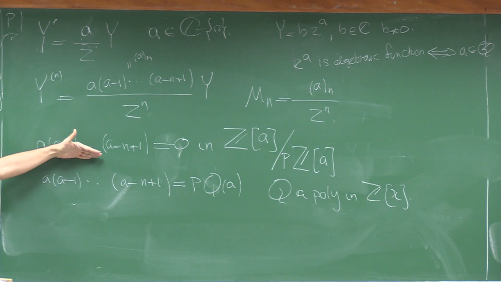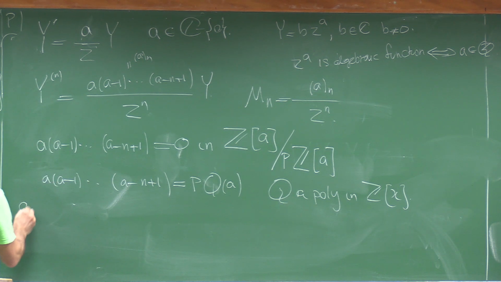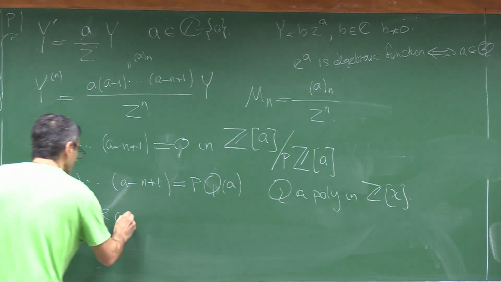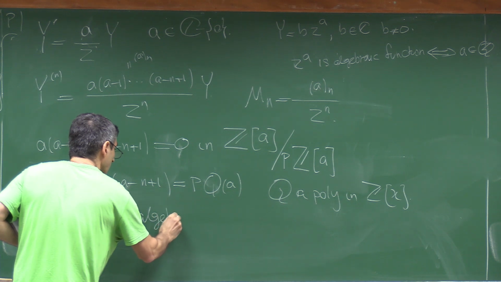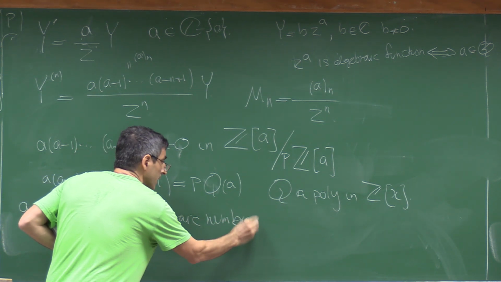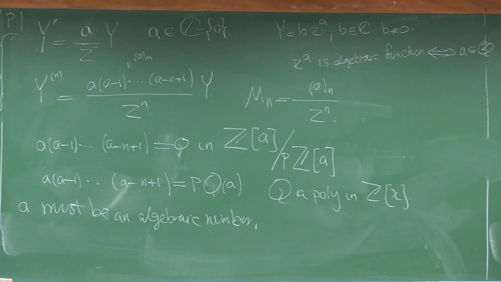The p-curvature is 0. That means that we must have this equation, and this is a polynomial in a. So this means that a must necessarily be an algebraic number. Even for one prime such that M_p is 0, it will imply that a is algebraic.